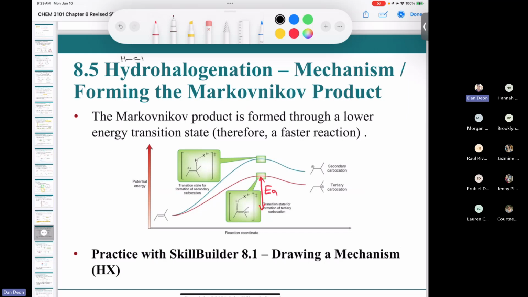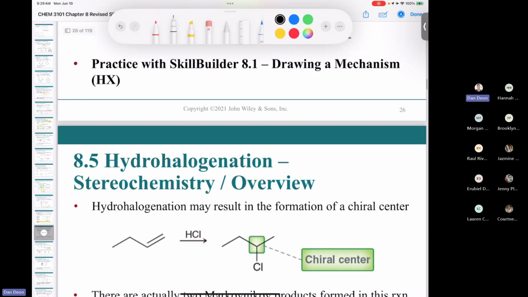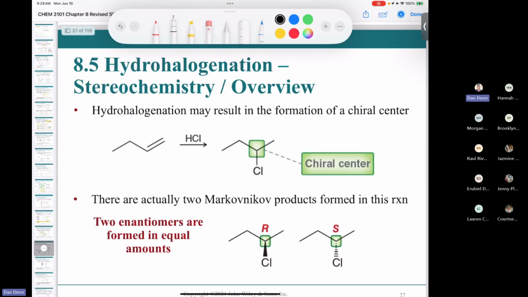Hydrohalogenation is the addition of HCl, HBr, or HI across a double bond, which proceeds with Markovnikov regioselectivity. Well, let's cover some of the nuances. First of all, if you end up making a carbocation, your first step in this mechanism, we could practice here, is going to be the rich getting richer.